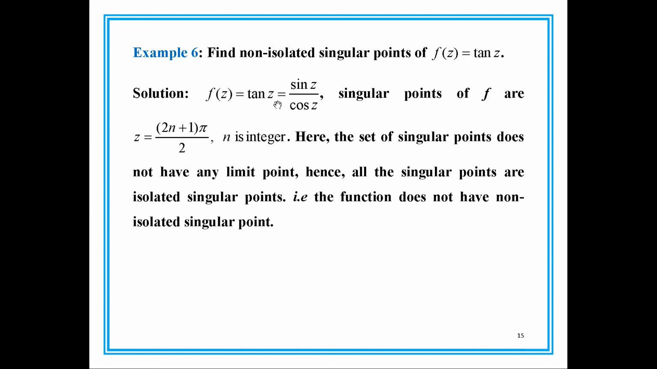And to find the singular points, I need to put cos of z equal to 0. And you know that cos z is equal to 0 means z is equal to an odd multiple of pi by 2. So 2n plus 1 pi by 2, where n is an integer. So we have z is equal to 2n plus 1 pi by 2 to be the singular points of the function. Here, the set of singular points does not have any limit point. So all the singular points are isolated singular points. So we have one conclusion, that is the function does not have non-isolated singular points.